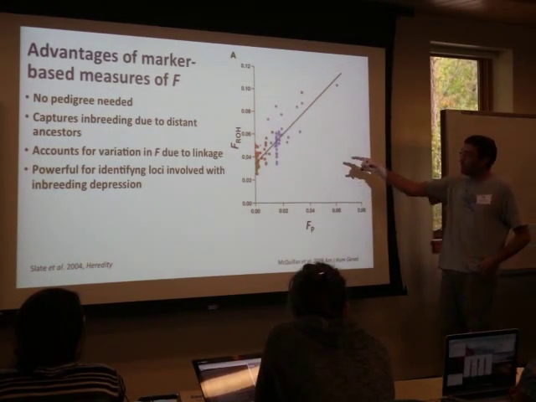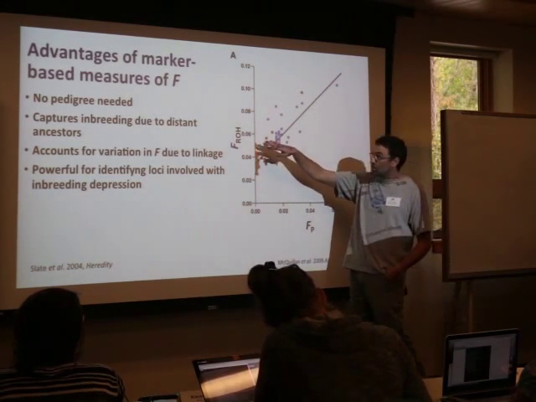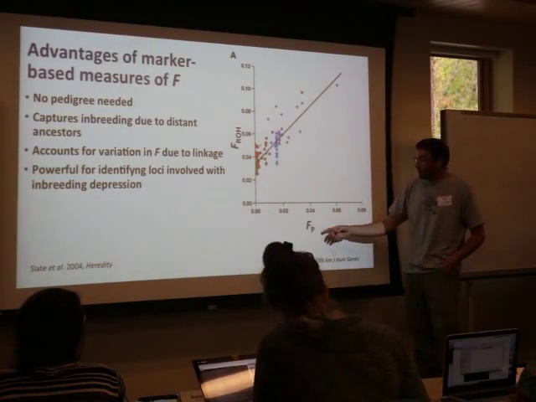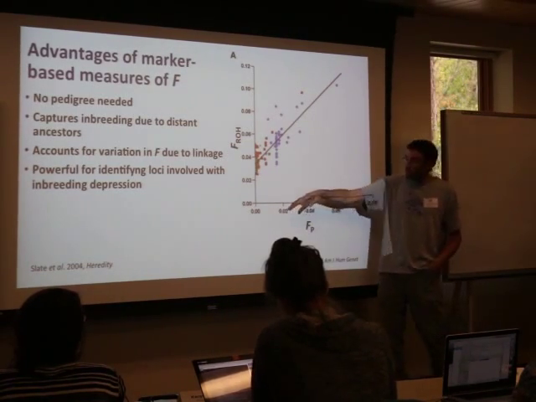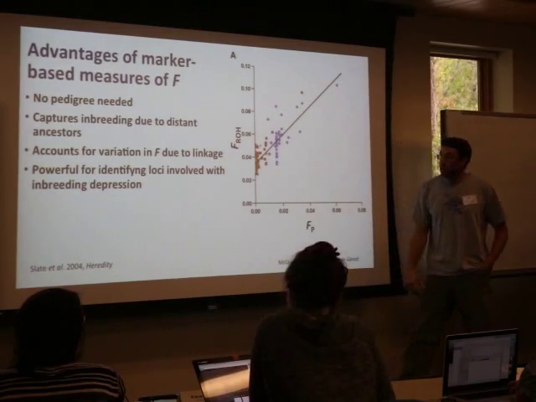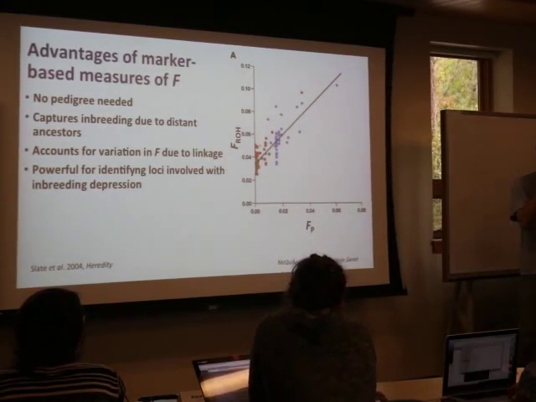So these are some data from a study in humans, where they estimated the proportion of the genome that was in runs of homozygosity using molecular data, and plotted this against the pedigree inbreeding coefficient. And the fact that the intercept is above 0 illustrates that this measure is capturing inbreeding that's deep in history. It's not captured by the pedigree in this case.